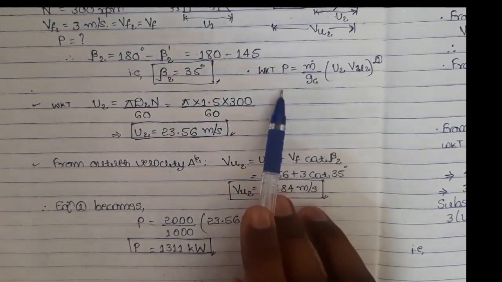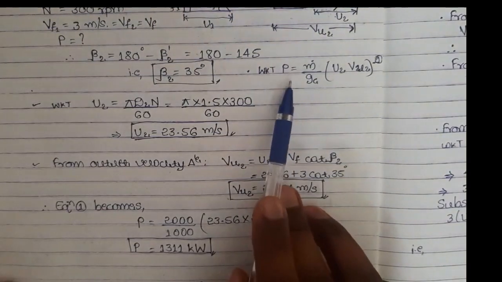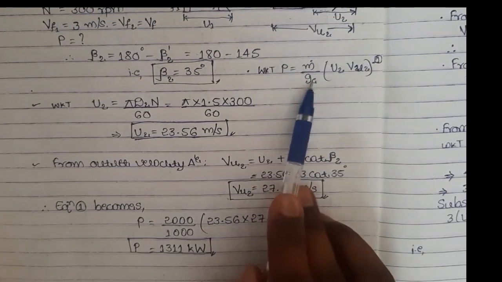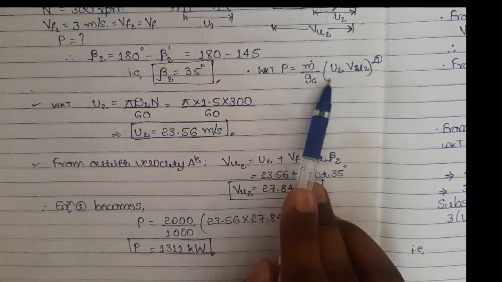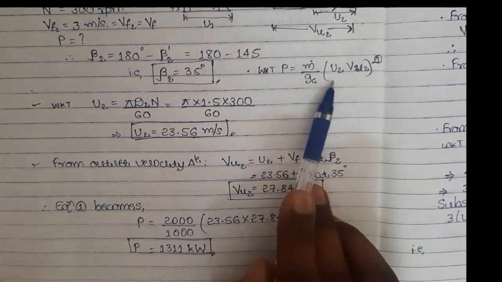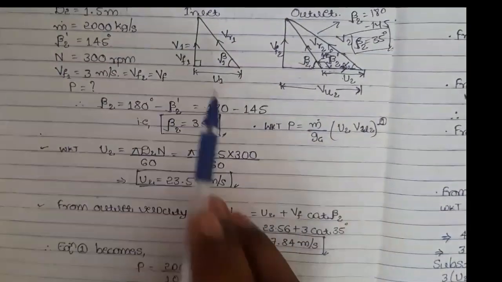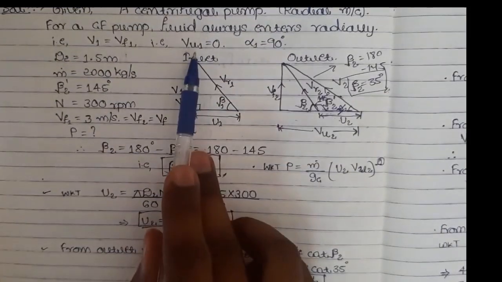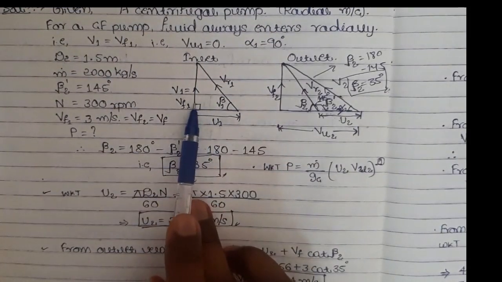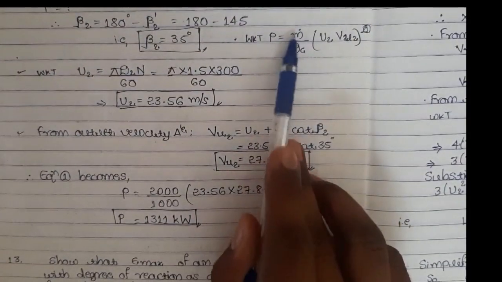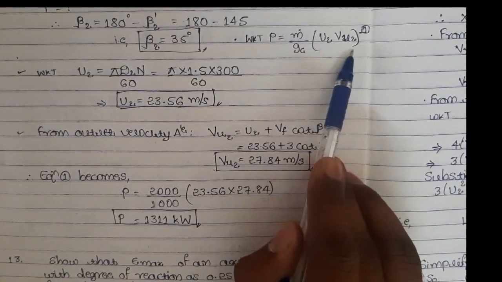Now coming to the actual question, the power is asked. We know the formula for power already. It is m dash by Gc into U1 Vu1 minus U2 Vu2. That is the actual formula that we remember. But since this is a power absorbing machine, it becomes U2 Vu2 minus U1 Vu1. But if you observe the triangle here, Vu1 is already 0, right? Since the entry is radial, Vu1 is already 0. The second term becomes 0, and that is why power is m dash by Gc into U2 Vu2, right?